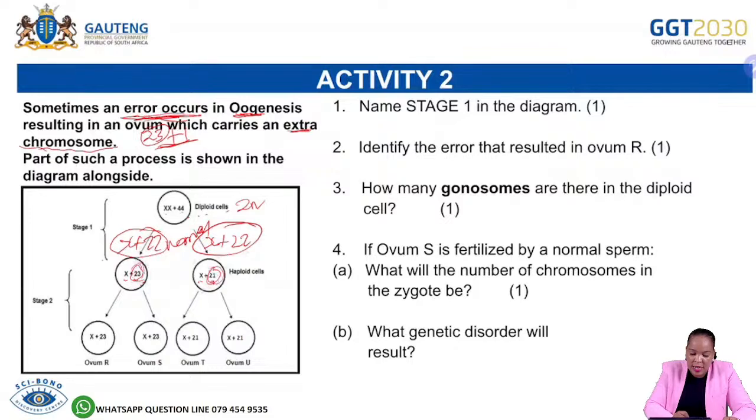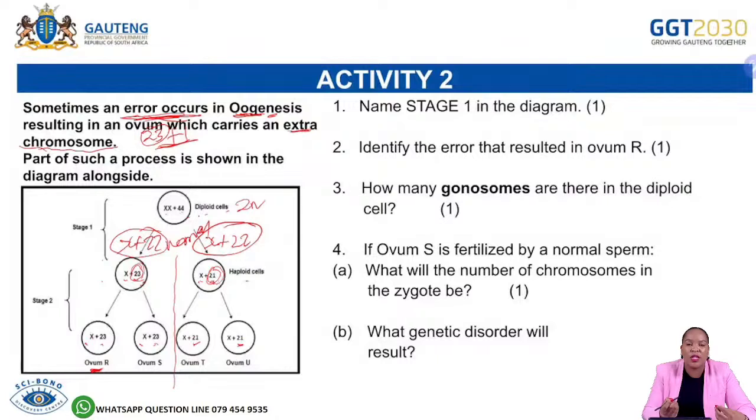And then these cells will further undergo the second division. And when they undergo the second division, they will go with the same problem that was created in the first stage. So look, what is happening here? Remember oogenesis, you find an ovum with an X plus 23 and an X plus 23. And on this side, ovum T, you find an ovum with X plus 21 and X plus 21. Why is it 21, 21? Because the problem was already created. They failed to separate in the first division.